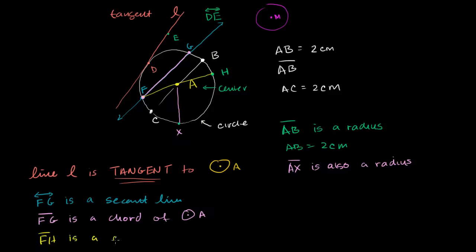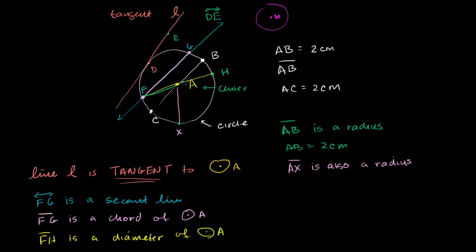FH is a diameter of circle A. And you've probably seen this in tons of problems before when we were not talking about geometry as formally. But a diameter is made up of exactly 2 radiuses. We already know that a radius connects a point to the center. So you have one radius right over here that connects F and A.